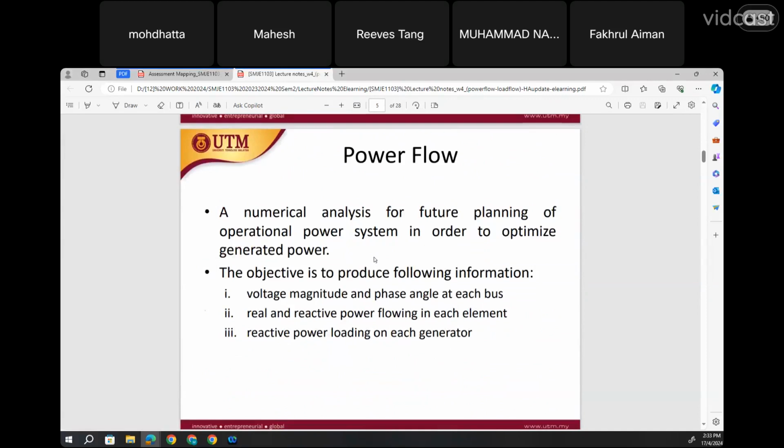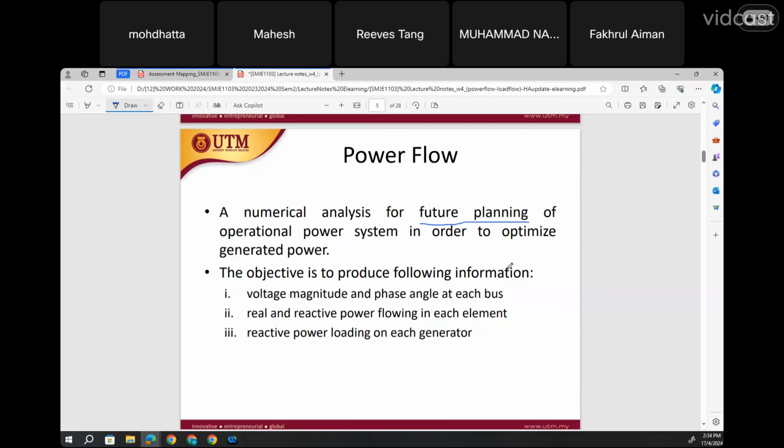How about the power flow? For the power flow, it's basically analysis in order to analyze the powers in our system, in the power network system. And why do we need that? We need it for future planning, upgrading our power system, or maybe due to outage.